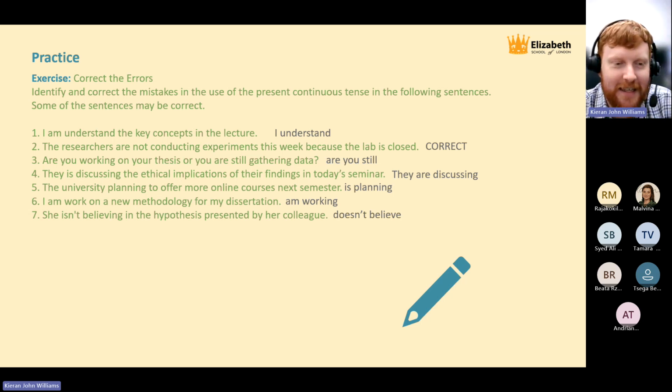So it's time for you to do a little bit more practice here. Okay, so there are some sentences here on the screen. Now, some of them are correct, some of them are not, and you need to decide which ones are correct or not. So if they are correct, you don't need to do anything. But if they are incorrect, you will need to change them so they are correct. Okay, so again, I'm going to give you 2 or 3 minutes. You can write your answers in the chat and then we'll come back and check them.